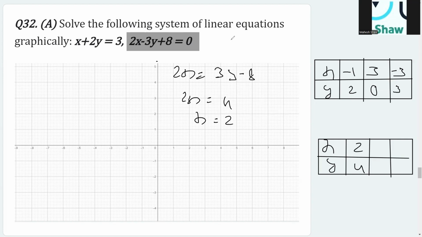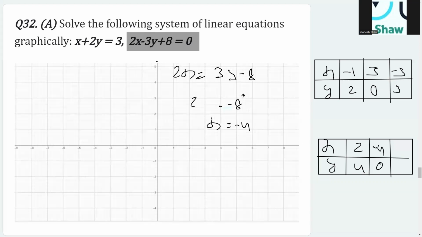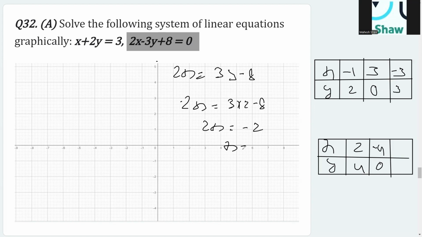Same way, if I plug in y as 0, this is 2x is equal to minus 8. So x is equal to minus 4. So this is x 0, y minus 4. And the last one, if I take x as, or take y, that's better. Take y as 2. So this is 3 into 2 minus 8. So 2x is equal to minus 2 and x is equal to minus 1.